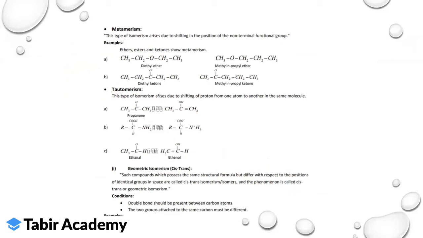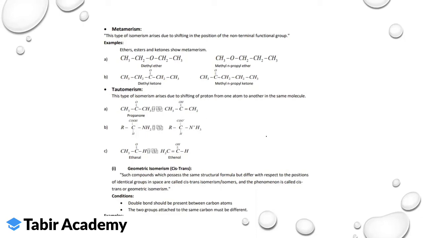Metamerism. This type of isomerism arises due to shifting in the position of non-terminal functional group. So ethers, esters, ketones show this metamerism. Example हमारे पास है CH3 CH2 O CH2 CH3. This is called diethyl ether. अब हमारे पास क्या है कि this is ether, this is also ether, but the position of O is changed. इसी तरह this is going to be diethyl ketone. This stays a ketone. This is also a ketone, but हमारे पास the position of this carbon and double bond O changes. Here it is at the 3rd position. Here it is at the 2nd position.